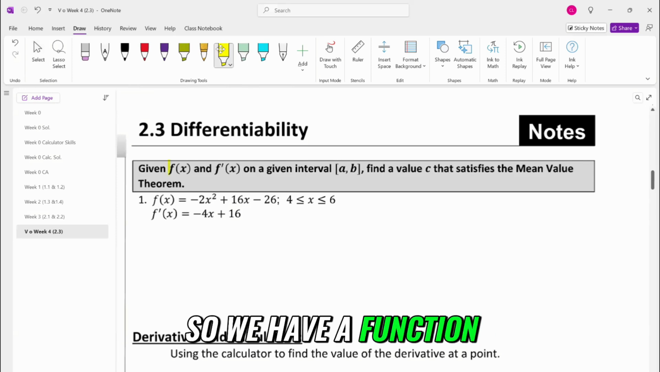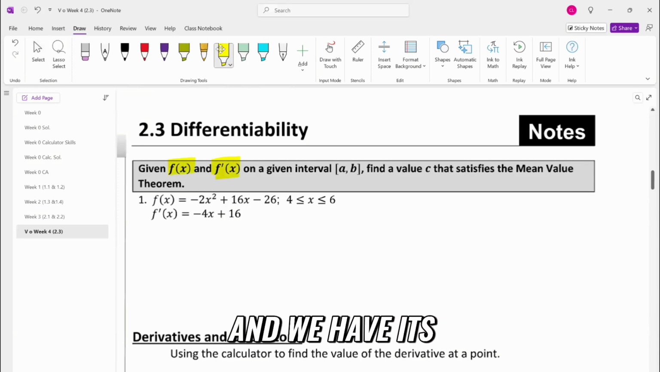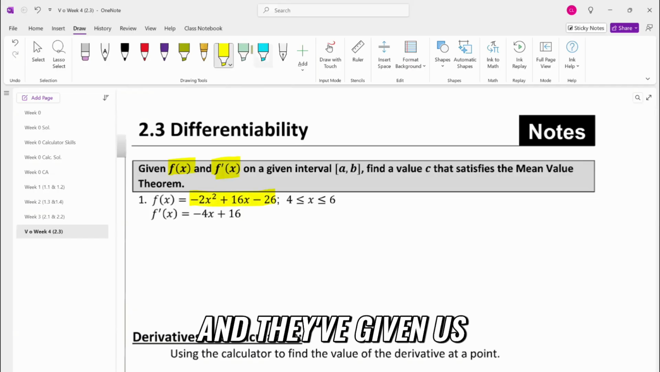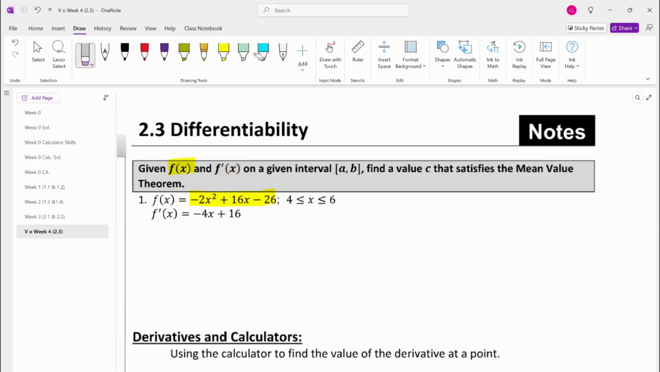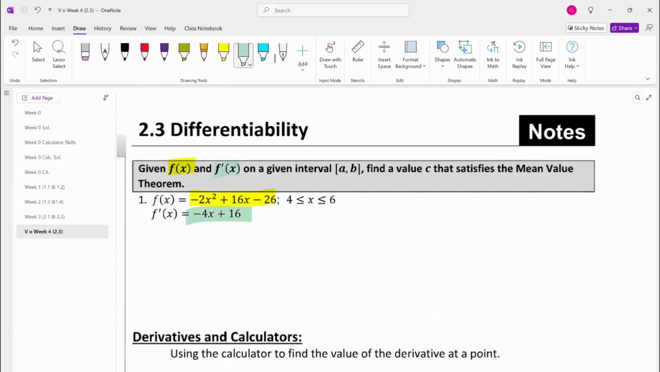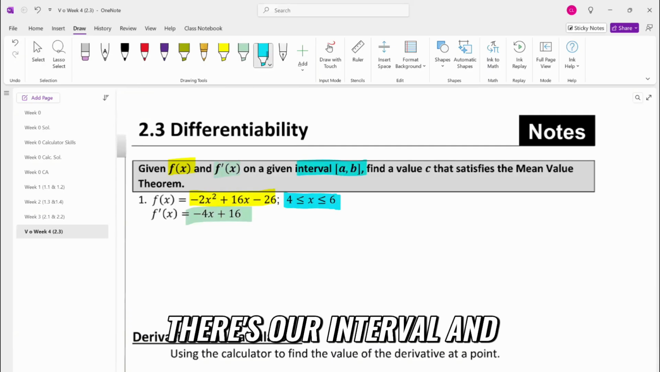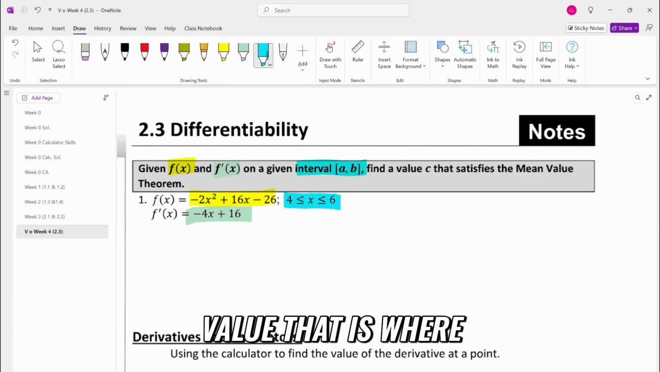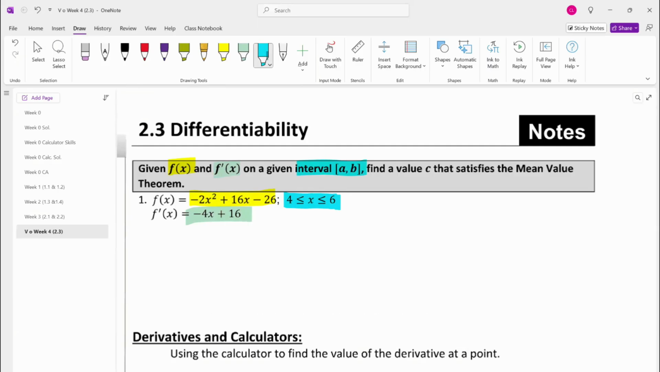So we have a function and we have its first derivative on a given interval. They've given us a function and they've given us its first derivative on an interval. There's our interval. And we want to find a value C that satisfies that. So we're going to find a value where it's equal.